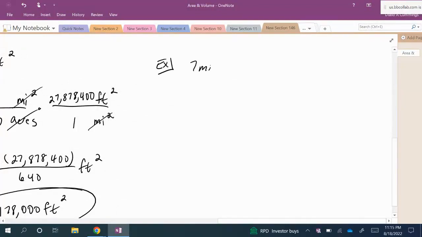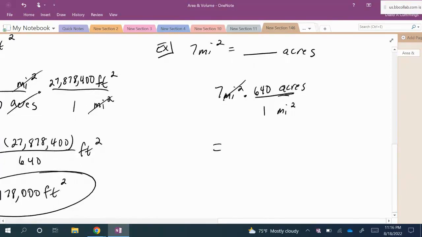Here we're going to convert 7 square miles to acres. So we have 7 square miles. We're going to set up our unit fraction. We're going to put square miles in the denominator and acres in the numerator. So our conversion is 1 square mile is 640 acres. Once we multiply, the unit of square miles will cancel. 7 times 640 is 4,480 acres.